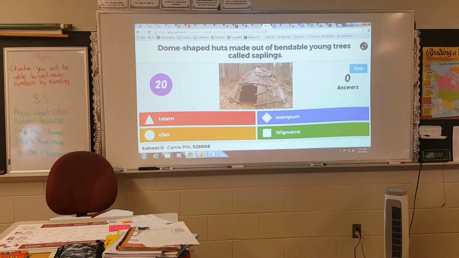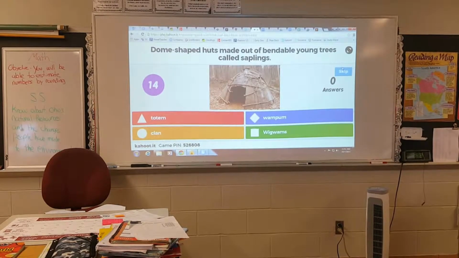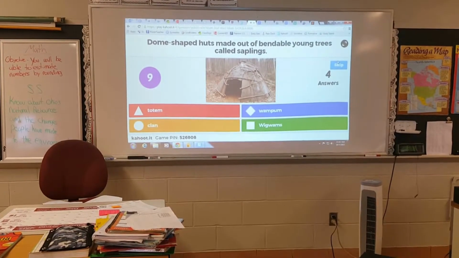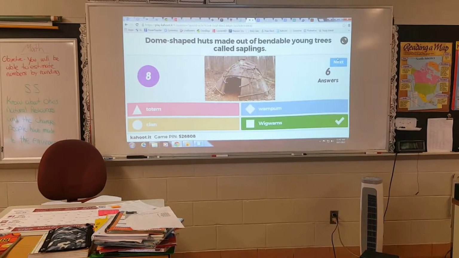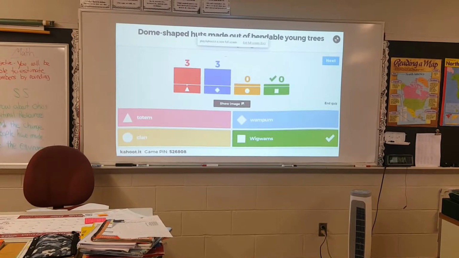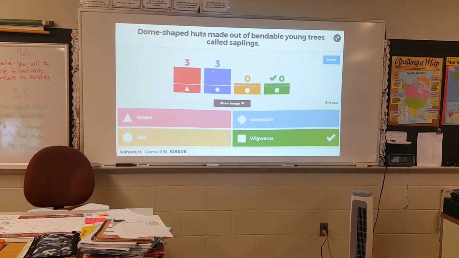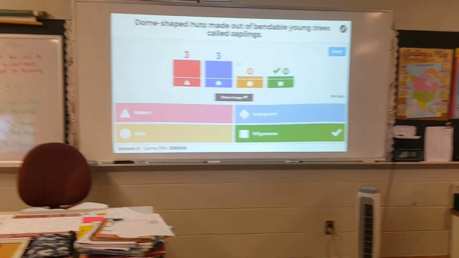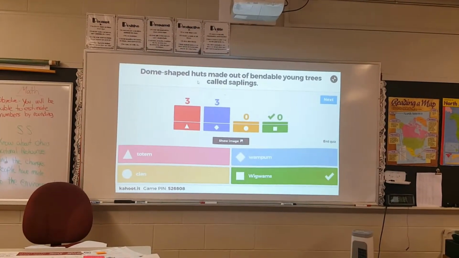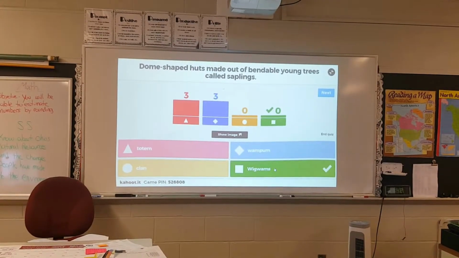Dome-shaped huts made out of bendable young trees called saplings. In this question, I inserted a picture to help the visual learners understand more about the question and hopefully get the answer correct. Move that up. So now we can see that it's evenly divided between, unfortunately, 2 incorrect answers. And so this one you would definitely need to spend a little bit more time discussing what dome-shaped huts made out of bendable young trees called saplings are. In this case, wigwams.